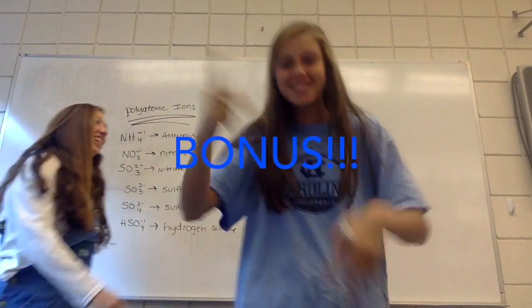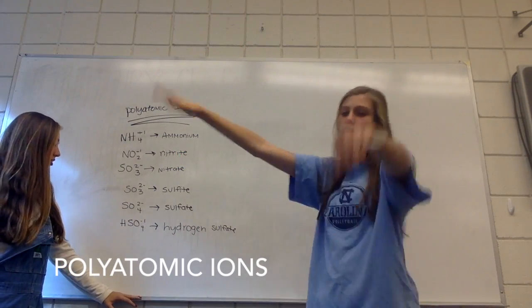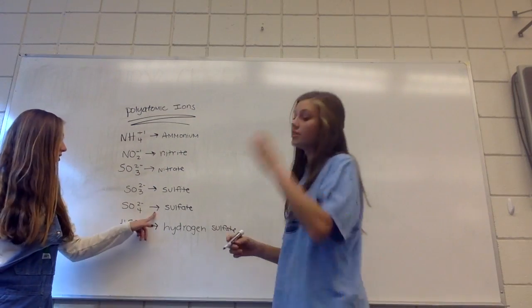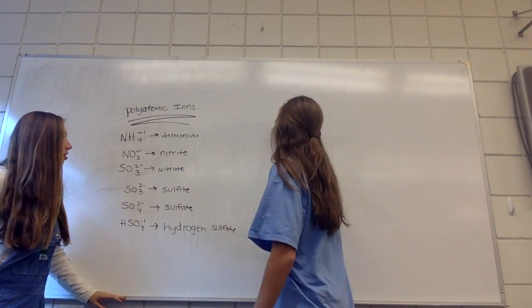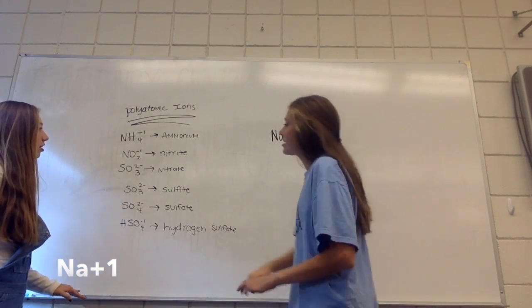Bonus round! We have these wonderful polyatomic ions. If you don't feel like adding another element, don't even sweat it. You'll just add some polyatomic ions. For instance, if you wanted to do sodium, which would be Na +1, and then you wanted to do sulfite. This has a -2 charge on it.